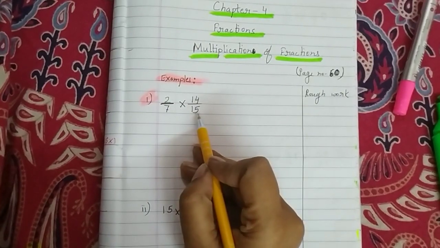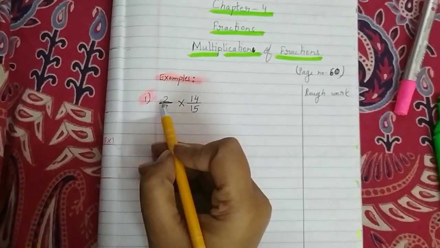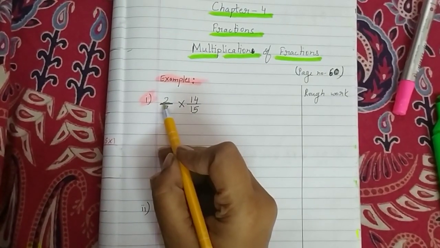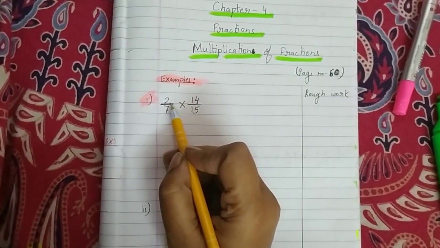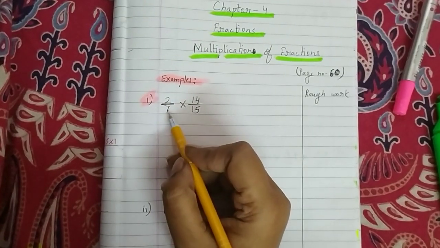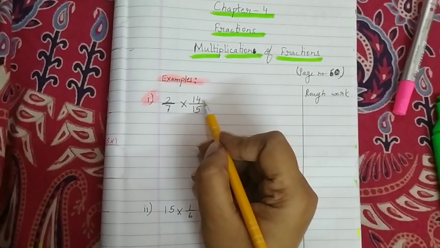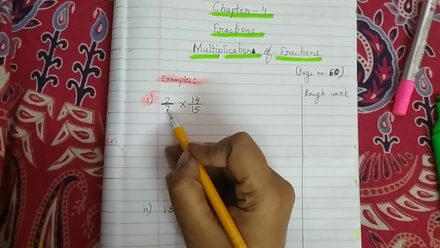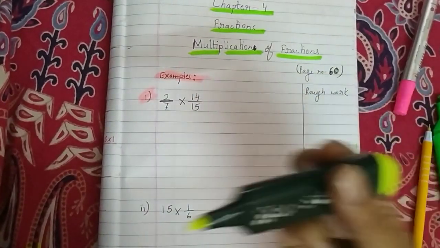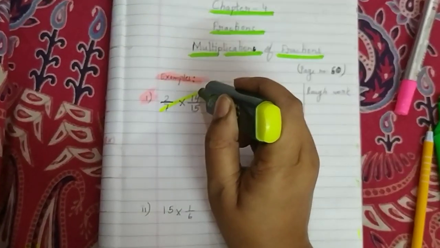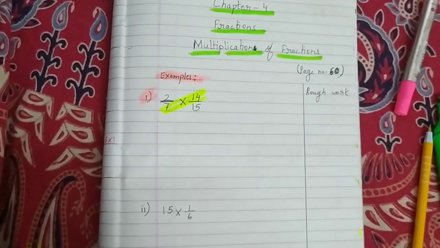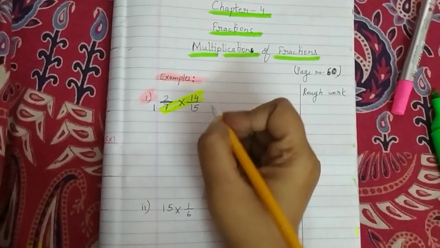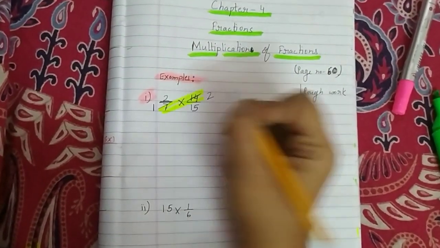Numerator 2 and denominator 15. See numerator 2 and denominator 15. Can we divide 15 by 2? No. Okay. Now see denominator 7 and numerator 14. Can we divide 14 by 7? Yes. Tell me, how many times? 7 times 1 is 7. 7 times 2 is 14.